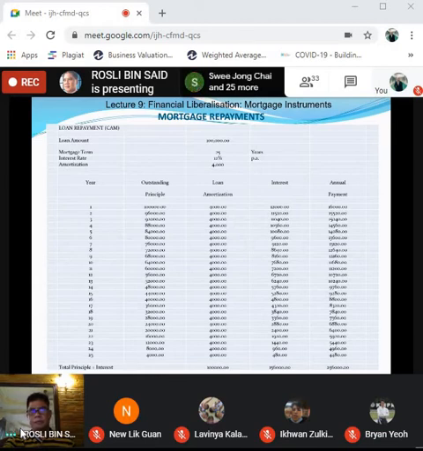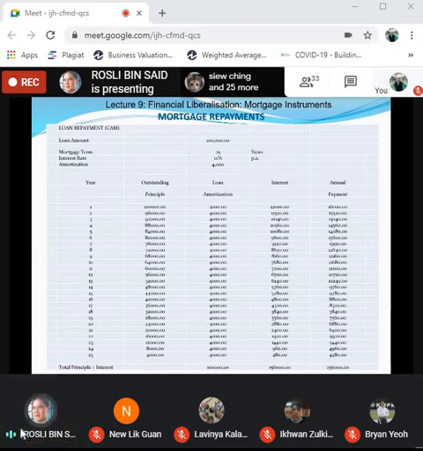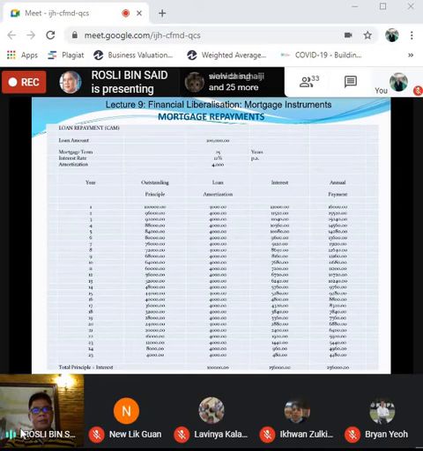But CTOS and CCRIS will actually tell us based on the record, they have everything, and then we calculate the net income that we have per month, and then we can actually convert it to the debt service ratio. So we learn this on the debt service ratio later on. So basically based on that, it will actually tell you which mortgage is the best for you.